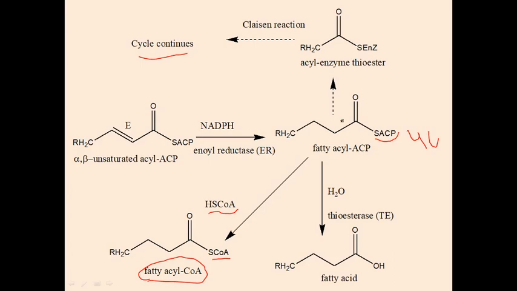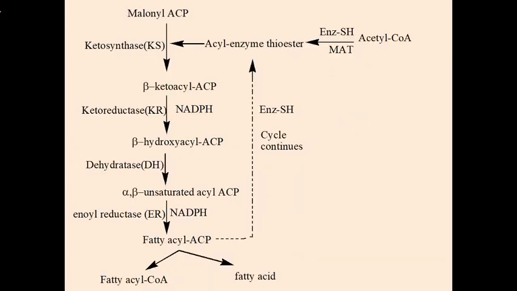Let us see this in this simple structure. Okay, let us repeat here. Malonyl ACP is formed from malonyl coenzyme A, and malonyl coenzyme A is formed from acetyl coenzyme A. Next, the acetyl coenzyme A must first bind to thioenzyme, and the enzyme which will help here is malonyl acetyl transferase. This acetyl coenzyme A gets converted to acyl enzyme thioester, and only now can the reaction occur between malonyl ACP and acyl enzyme thioester.